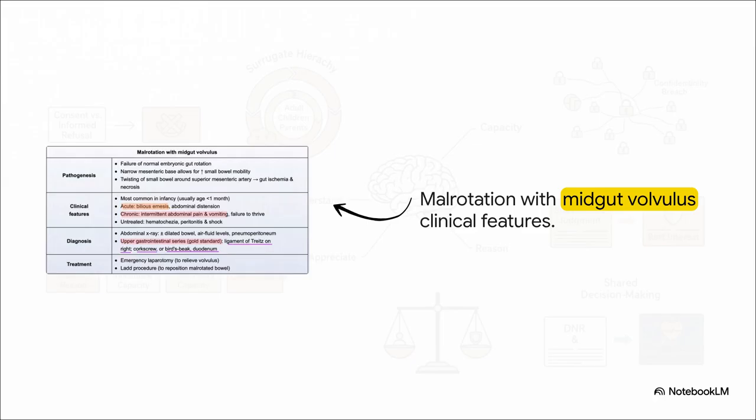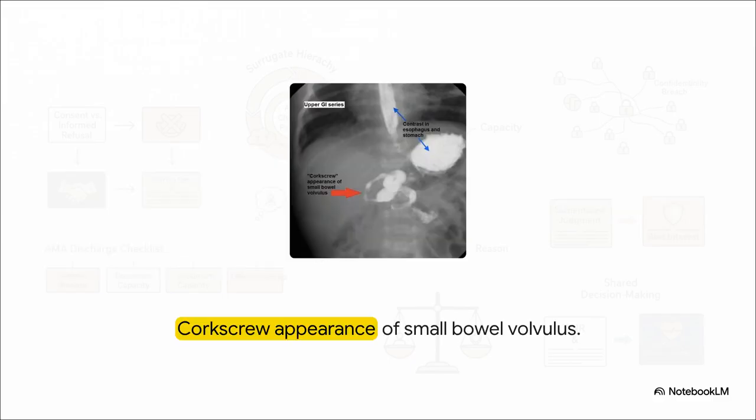Pathologically, what happened here is the normal embryonic gut rotation failed, leaving a super narrow mesenteric base. That narrow base lets the small bowel just twist right around the superior mesenteric artery. If you don't catch this quickly, it leads straight to gut ischemia, necrosis, and shock. So remember, bilious emesis in a neonate equals an anatomical obstruction until proven otherwise. So how do we confirm it?